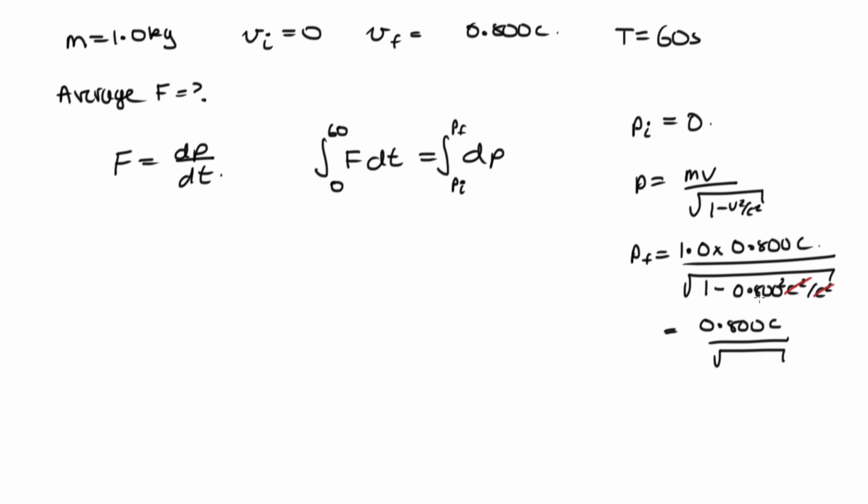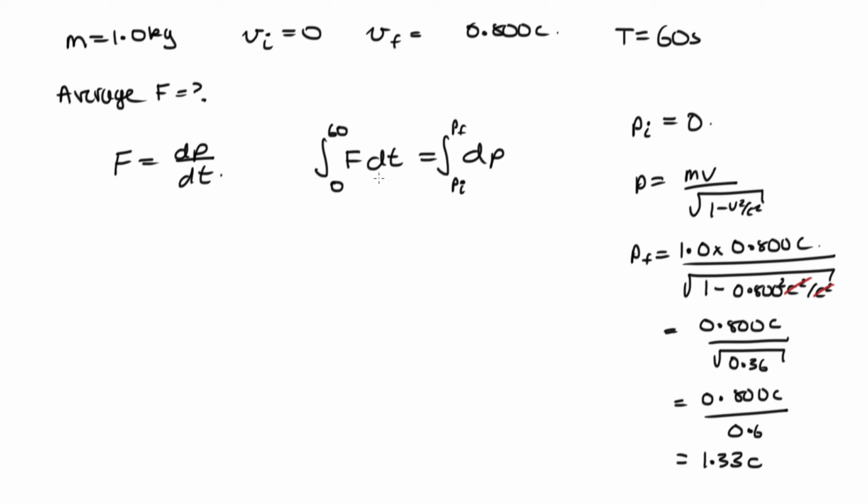Now we've got 1 minus 0.8 squared, which is 1 minus 0.64, which is 0.36. And when we take the square root of that, we end up with 0.6. So that's 0.800 c divided by 0.6. And so that is equal to 1.33 c. This will be in kilogram meters per second. The meters per second are contained within the c here. We could, if we wanted at this point, substitute in 3 times 10 to the 8 meters per second for this c here.